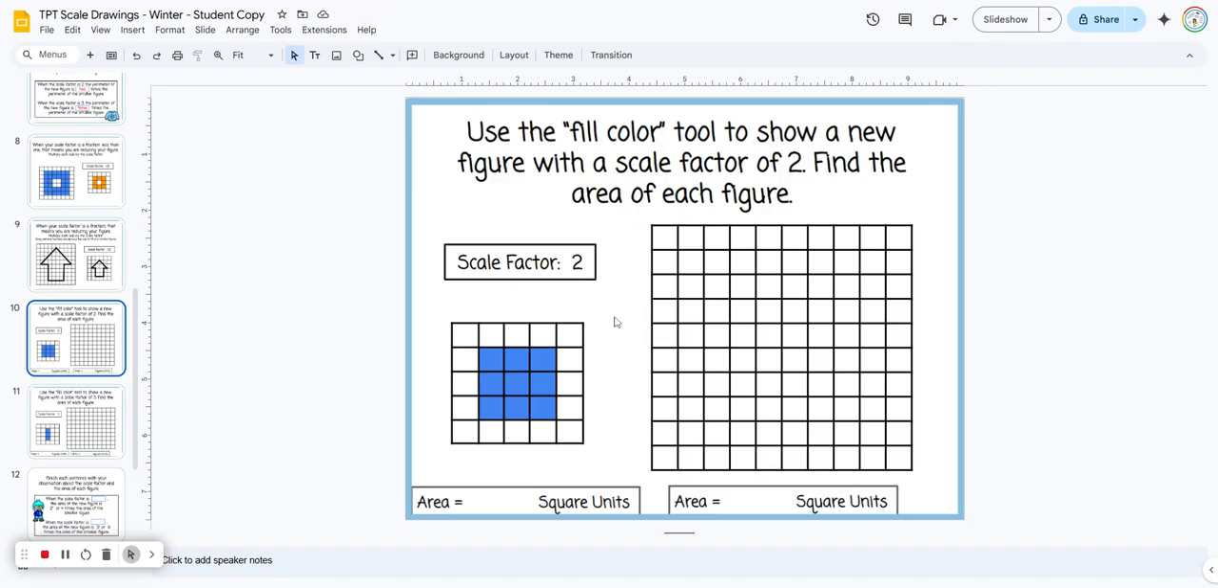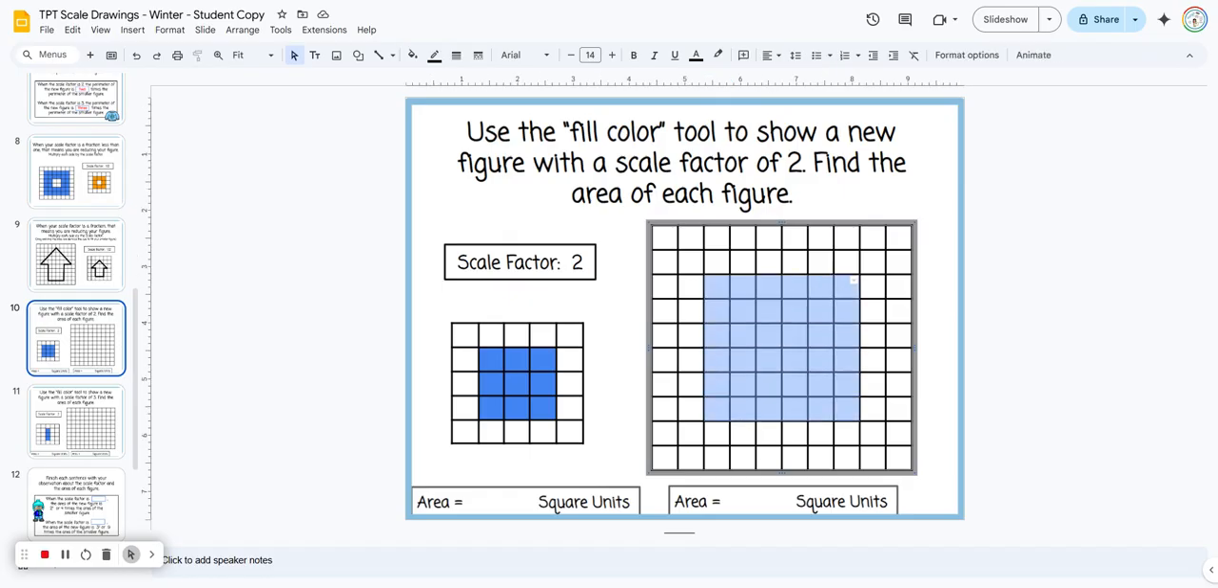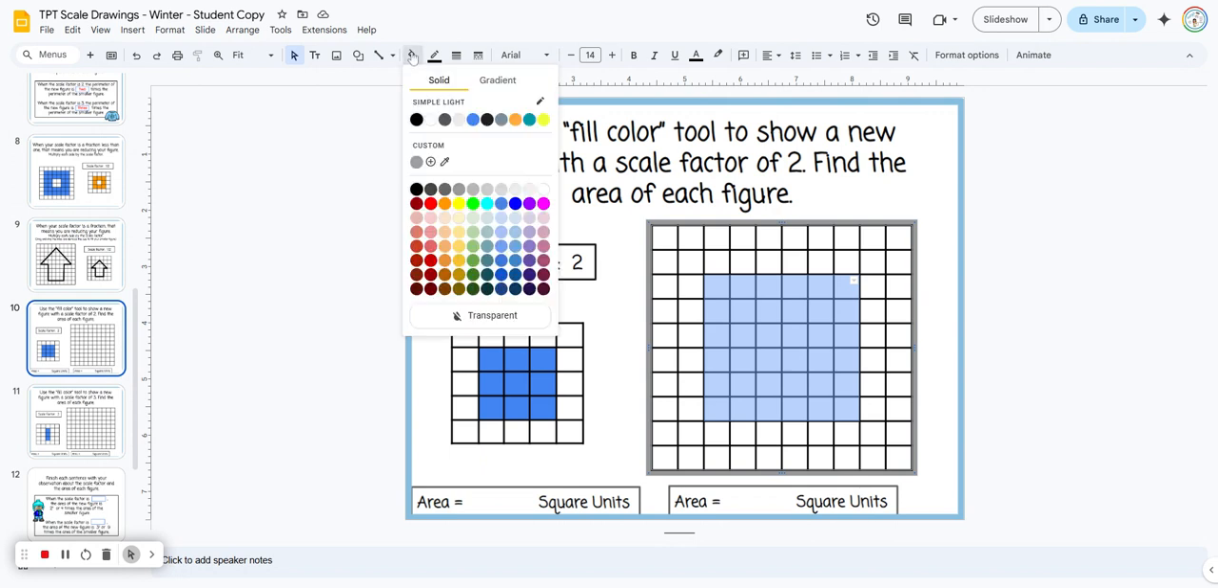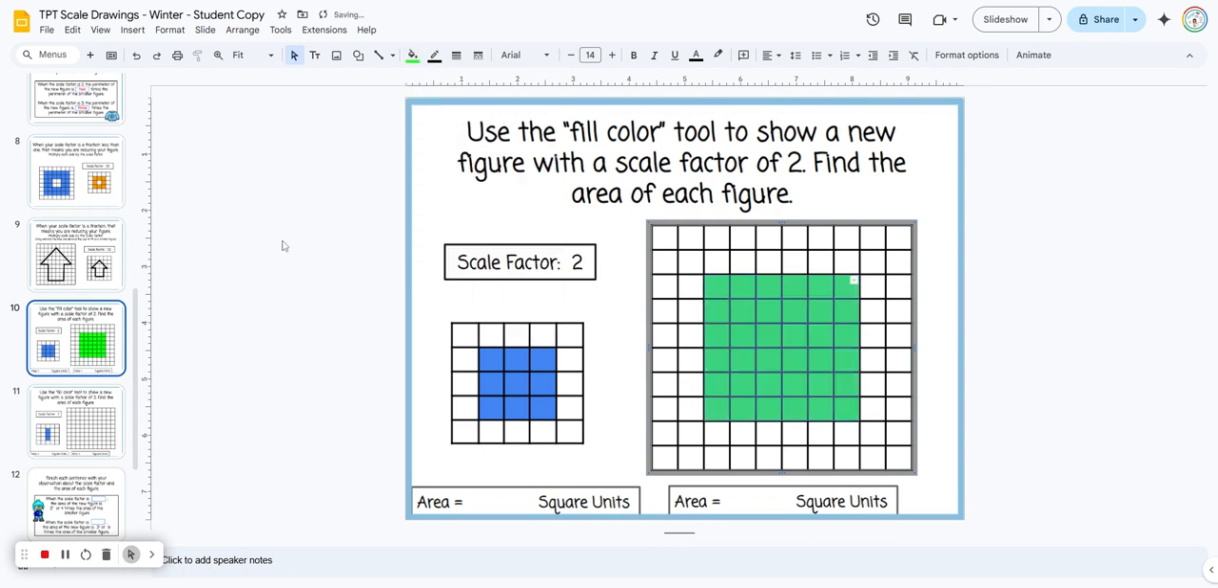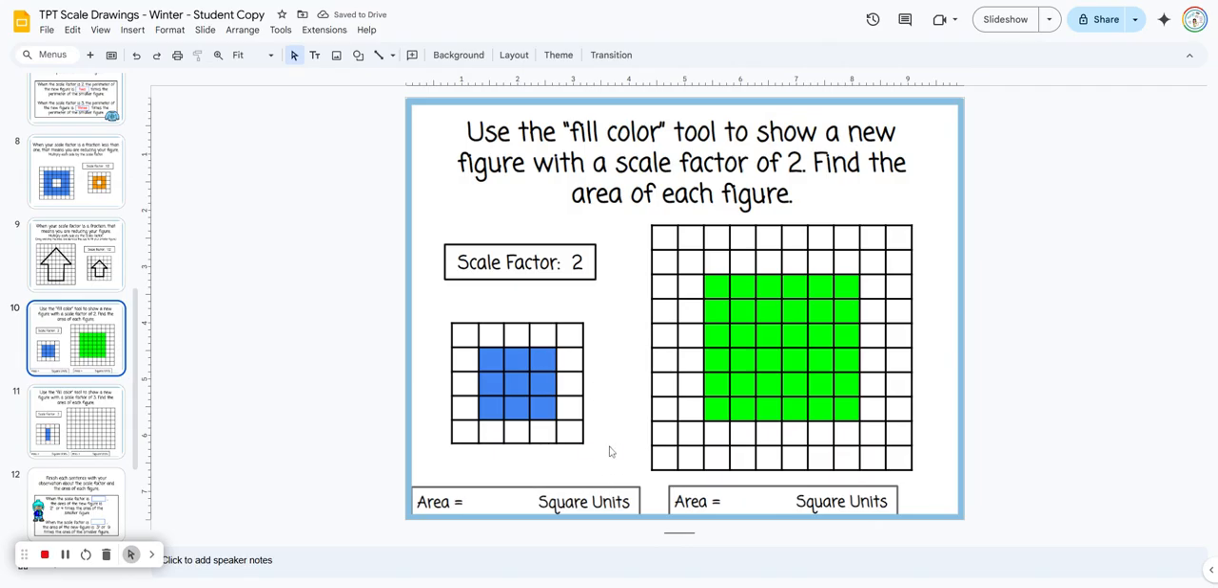On the next few slides, we're going to be looking at what happens to the area when we have a scale drawing. So this one is just a square shape. We want to scale it up by a scale factor of 2, so now we're going to have a 6 by 6 square. So they want to highlight that, fill it in with a color. And if we look at the area of the smaller figure, it will be 3 times 3, or 9 square units. The larger figure will be 6 times 6, or 36 square units.